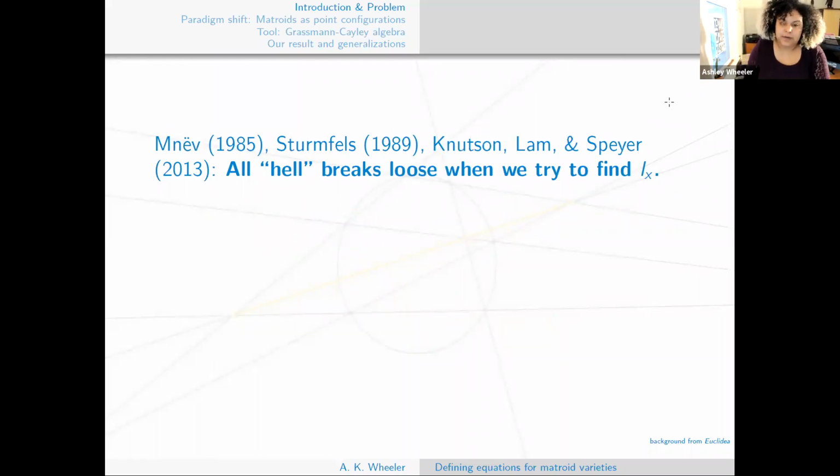Unfortunately, finding this defining ideal is really hard. And these mathematicians, I think it's Mnëv and Sturmfels in their paper, use the word hell. They say all hell breaks loose, or they say it paved the road to hell and it leads to an abyss, trying to find this defining ideal. So why is this so hard?